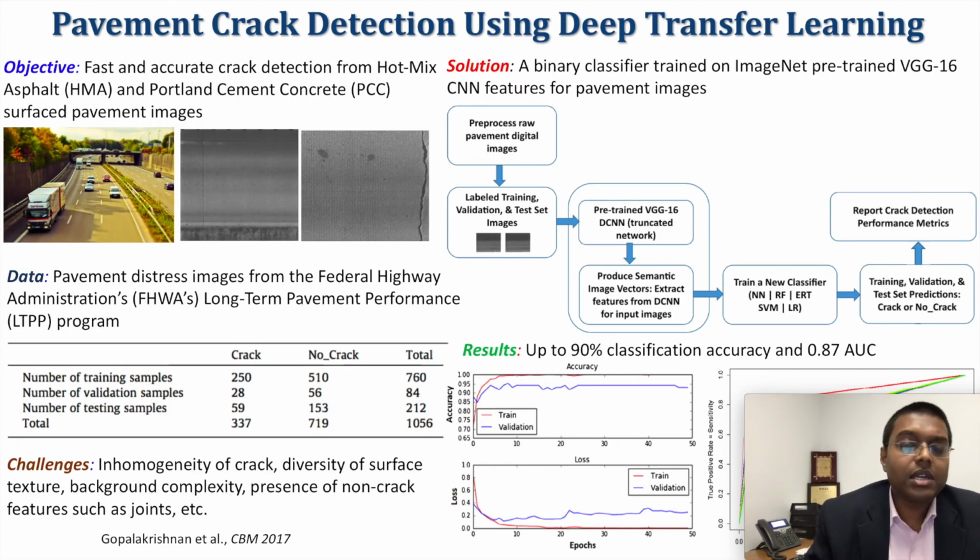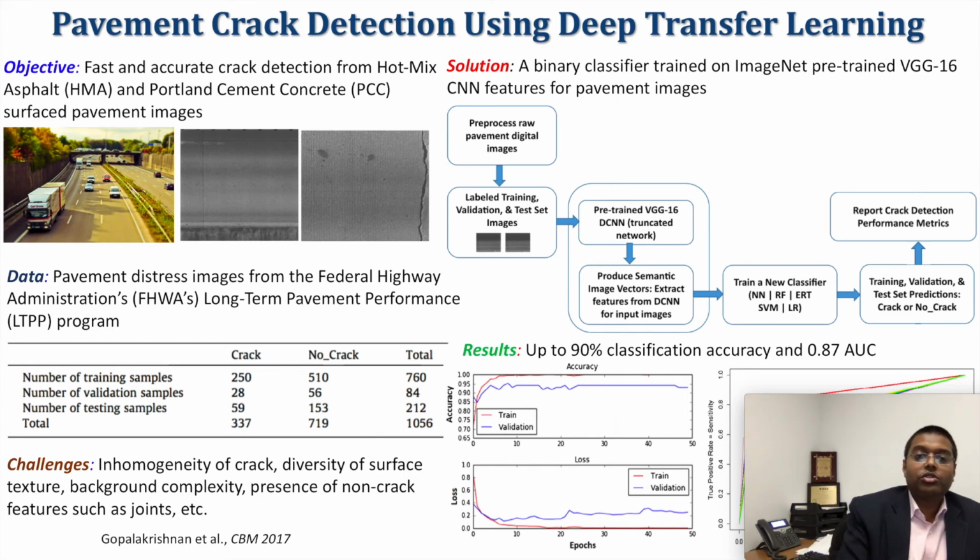I think this is my last example. So till now we looked at micro scale images, data mining on micro scale. We have also shown that we can do the same thing on macro scale images. So we were looking at pavement images from Federal Highway Administration LTP program, and the goal here is to distinguish between crack and non-crack images. And look at the data size; it's just 1,000 images.